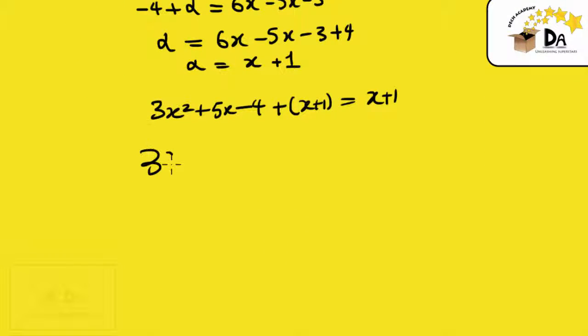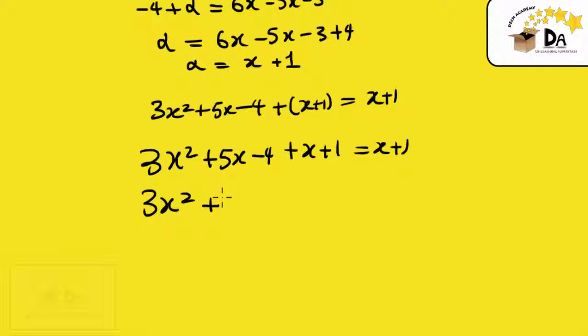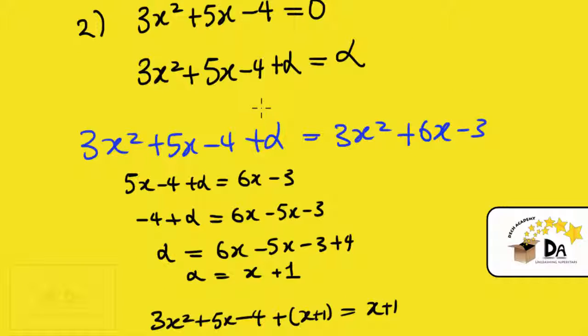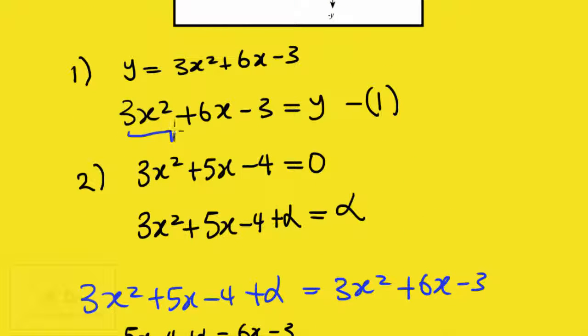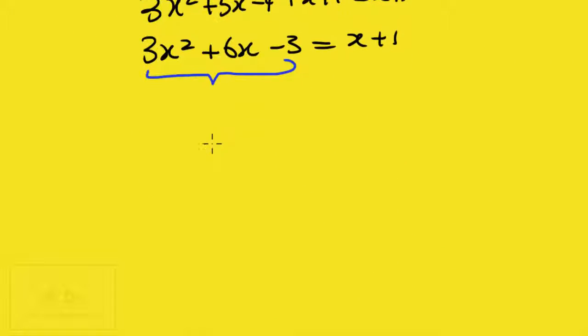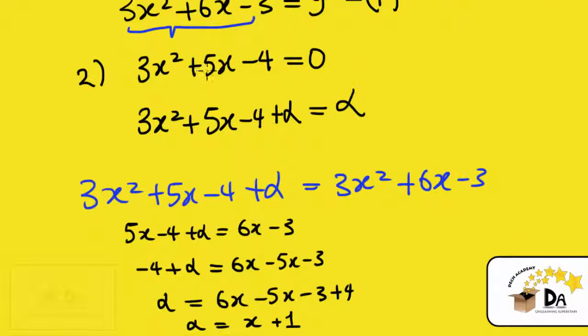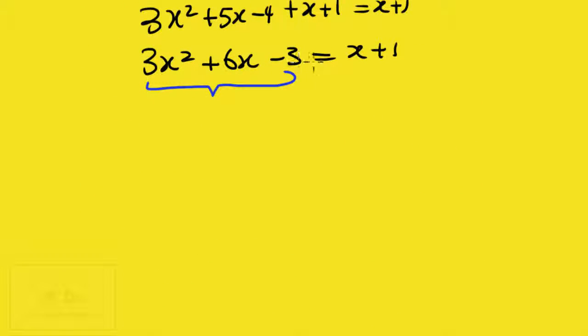Well, we have 5x minus 4. I'm dropping the brackets, x plus 1. I'm just going to simplify the left hand side. This gives 3x squared plus 5x plus x, 6x, minus 4 plus 1 is minus 3. Now this 3x squared plus 6x minus 3 should be equal to the left hand side of equation 1. It is. So now we've modified this equation to give this, and this equation we obtained, I'll call this equation 2, is such that its left hand side is the same as the left hand side of equation 1.